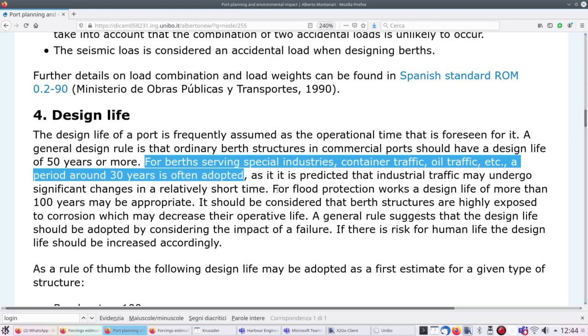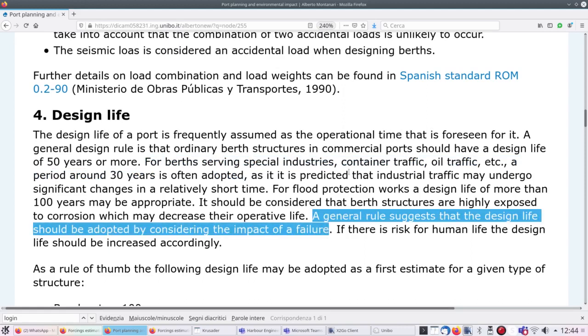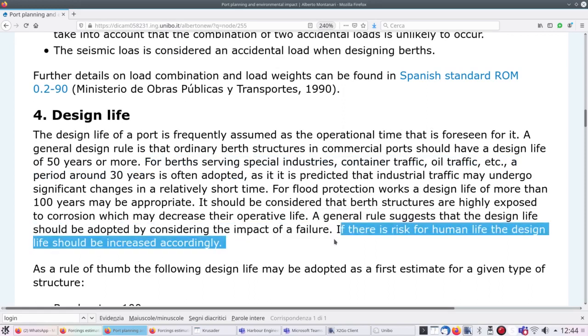And a general rule, we already discussed this, I think, suggests that the design life should be adopted by considering the impact of a failure. We discussed this just now, okay? As I said, if there is risk for human life, the design life should be increased accordingly.